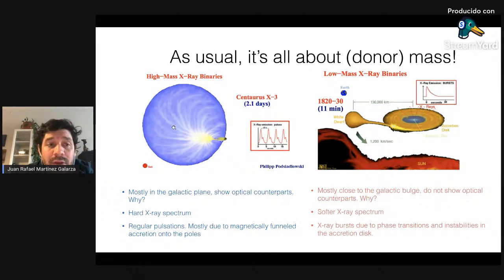In the case of high mass X-ray binaries, you typically see pulsations. If you study the light curve of these objects, how it changes in time, you will see some kind of pulsations like the ones you see here. Those are typically due to magnetically funneled accretion onto the poles of the central object. Whereas in low mass X-ray binaries, you see some pulsations as well, but you see a lot of bursts. That's basically due to instabilities in the accretion disk that sometimes produce episodes of very high accretion, which create this kind of light curve where a very intense accretion event leads to a very intense increase of the brightness in the X-ray data.